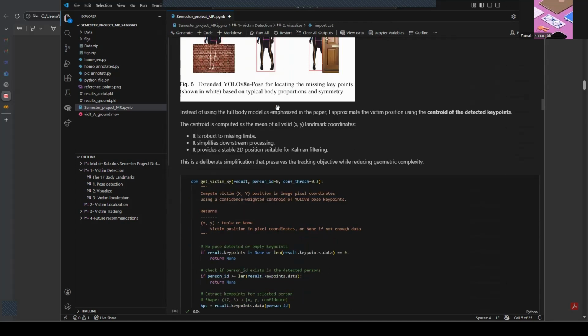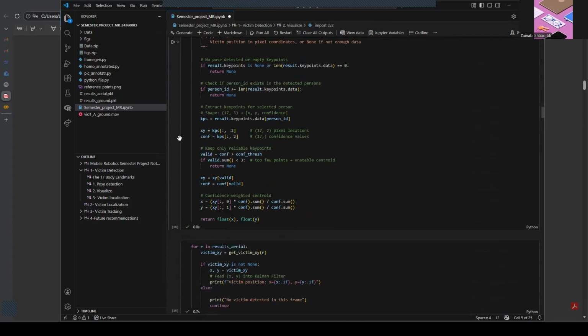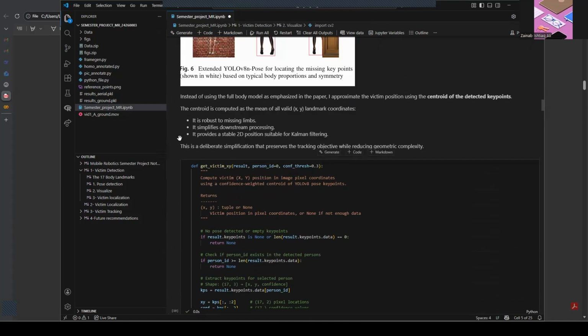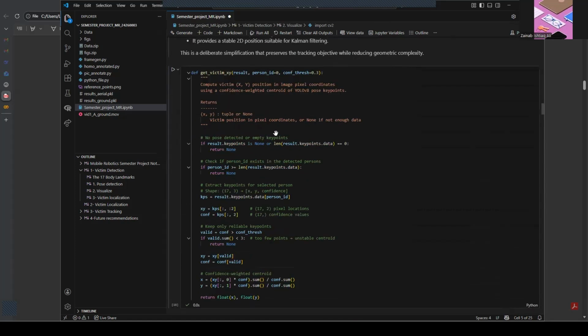However, the approach that I will be taking is based off centroid calculation. Over here, I have my get victim XY function. It gives me my XY coordinates for the person based off confidence weighted centroids. In the paper, the centroid was the landmark between the right and left hip. But for us, the landmark or the victim coordinate would be kind of upward near the torso.